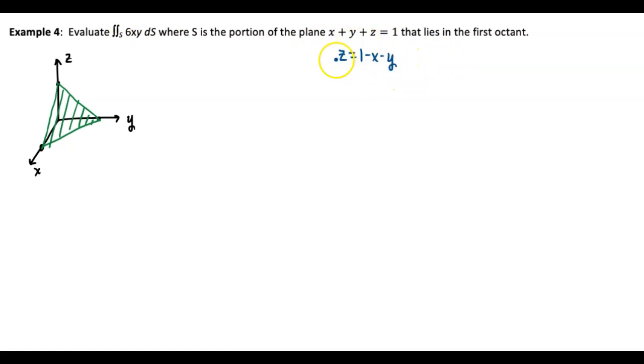So that's why I'm going to choose, if I don't have any other restrictions on this, z. All right. Now, I want to find the bounds of this surface, and I'm going to do this like any other integral. Because I have z equals something, then I can look at the xy plane.